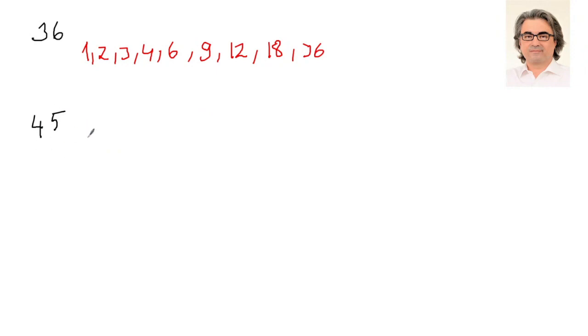And what about 45? 1 is okay. 2 is not possible. 3 is okay. 4 is not possible. 5 is okay. And after that, 6 is not possible. 7 is not possible. That 7 square is 49, greater than 45. So stop here. 5 times which number gives you 45? 9. 3 times 15 and 1 times 45. So now let's write common factors.